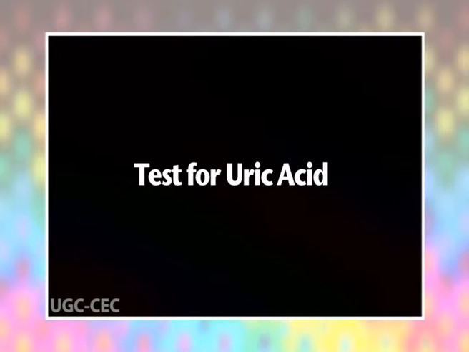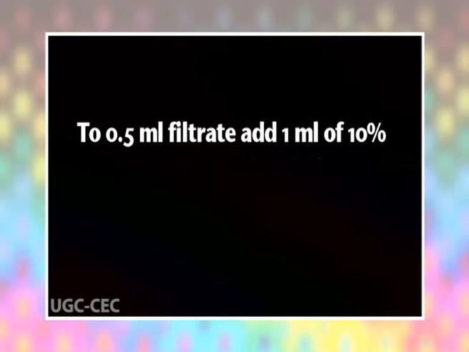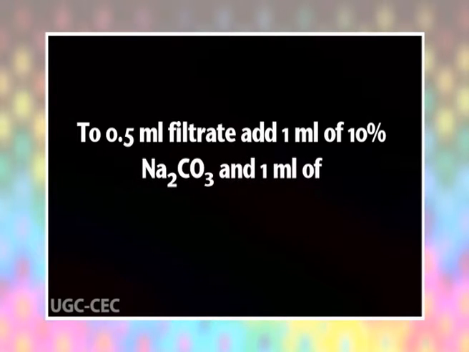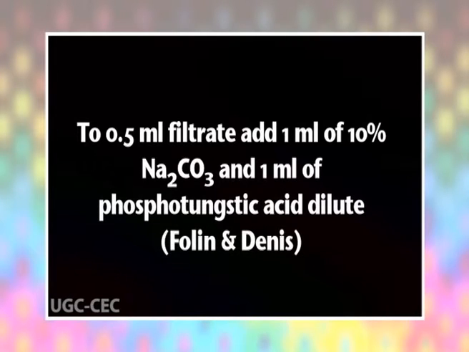Now let's discuss the test for uric acid in blood. To 0.5 ml filtrate, add 1 ml of 10% sodium carbonate and 1 ml of phosphotungstic acid, dilute Folin and Denis. A blue color develops due to uric acid.